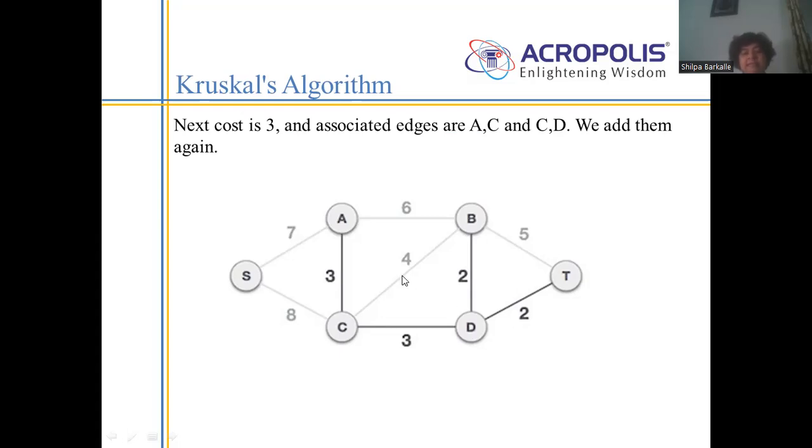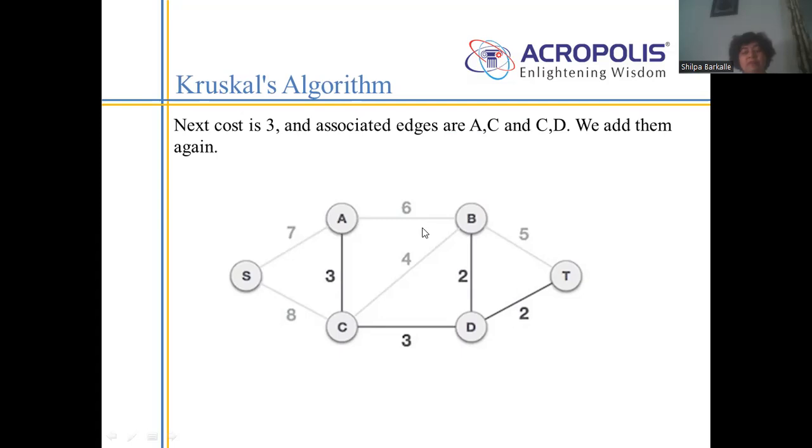We move on to the next stage, which will be with weight 5. But when we add this edge BT with weight 5, we see that again it is forming a circuit BDT. So again, we will have to discard 5. We cannot add it to the spanning tree. We move on to the next weight, which is 6. And if we add 6 to our minimum spanning tree, again, we can see that it will form a loop. It will form a circuit A, B, D, C. So again, we discard 6.